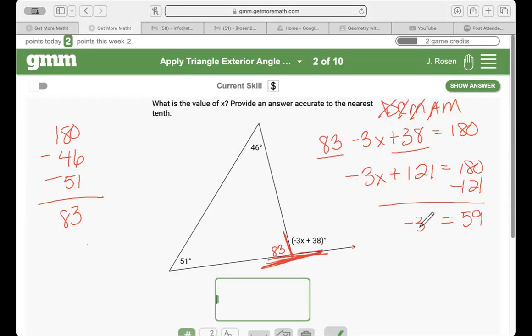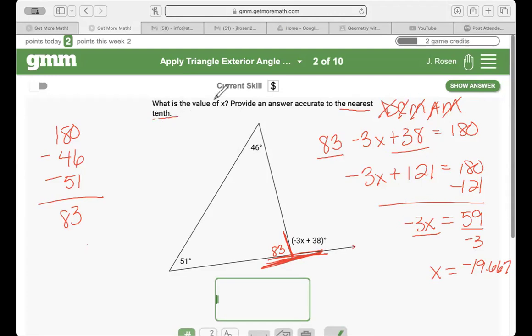And then negative 3x. We're going to get rid of the multiplication or division, so we have to divide to get rid of it. So 59 divided by negative 3 equals negative 19.6 repeating 7. Up here it says provide the most accurate answer to the nearest tenth.